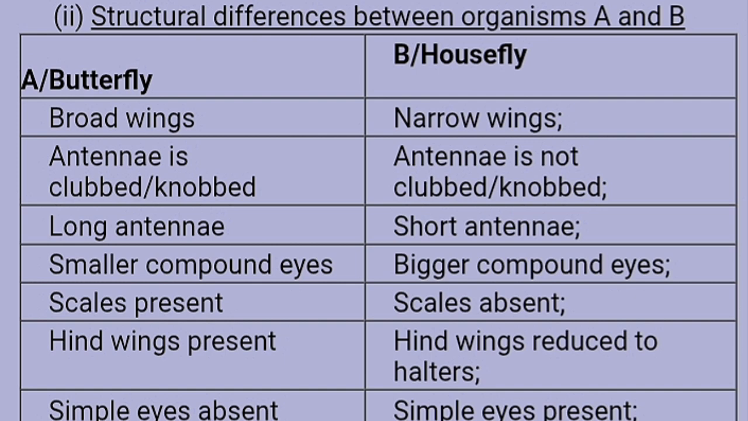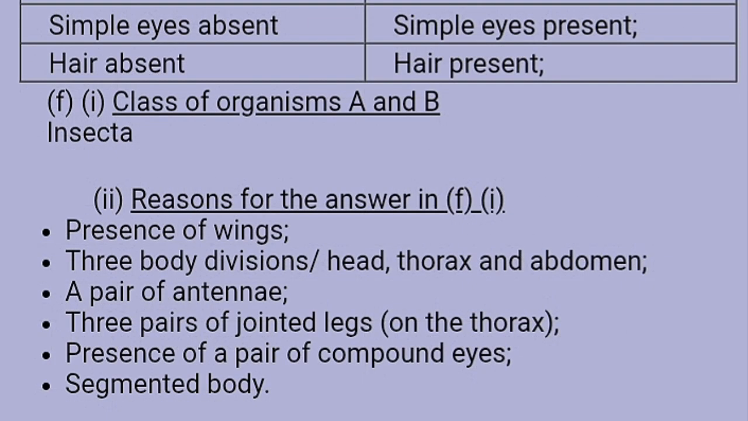And butterfly has hind wings, while housefly has the hind wings reduced to halters. Alright, and then there are simple eyes: butterfly doesn't have simple eyes, but housefly has simple eyes. And then there is no hair on the butterfly, but there is hair present on the body of housefly. Okay, so those are the structural differences between housefly and butterfly. Remember, we're still comparing specimen A, housefly, and specimen E, butterfly, comparing, contrasting, and all that.